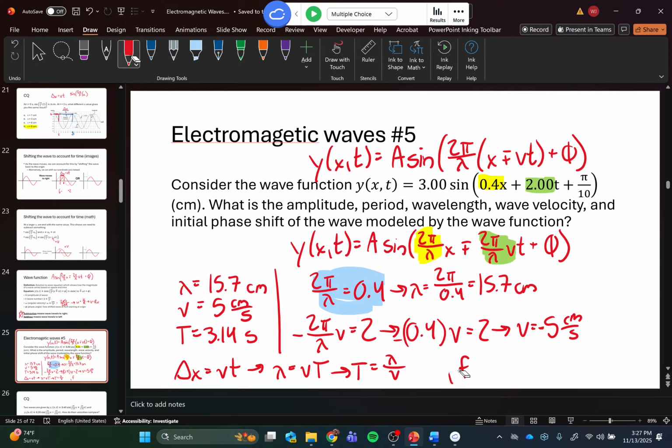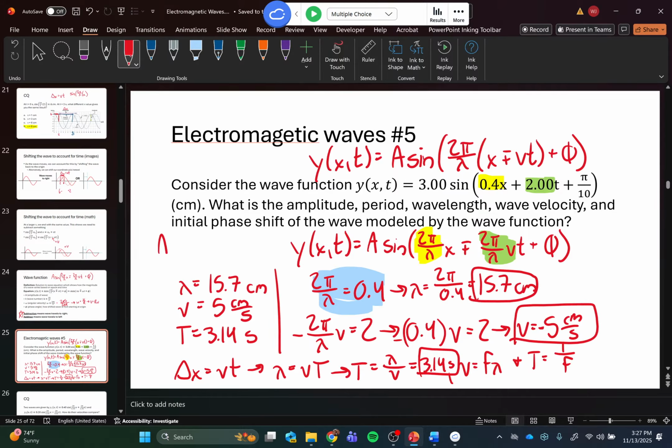The other way is, I taught you all that v equals f times lambda, and T equals 1 over f. If you put those two pieces of information together, you can also determine the period. It's the same expression, so pick your favorite. It comes out to exactly pi seconds. I didn't put the amplitude on here because it was too obvious. The amplitude is 3. Great. What's the phase shift? Also too obvious. Pi over 10.